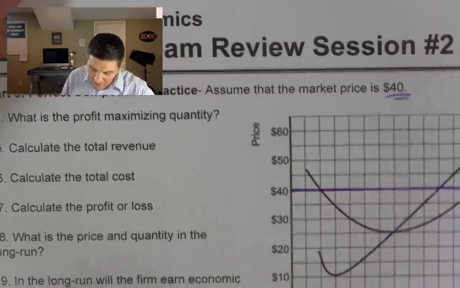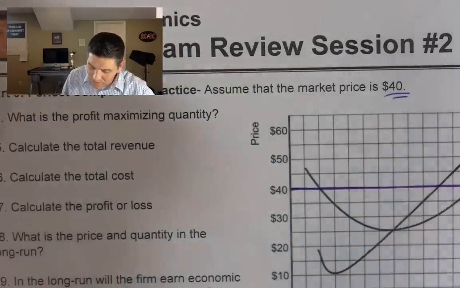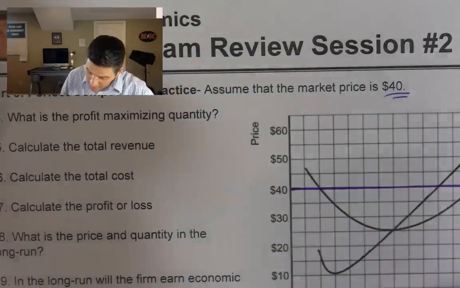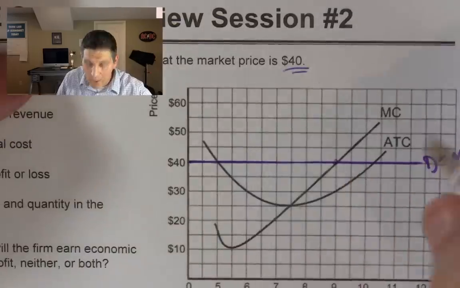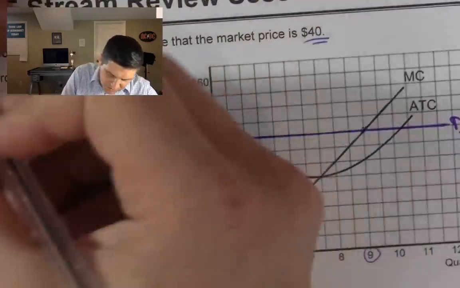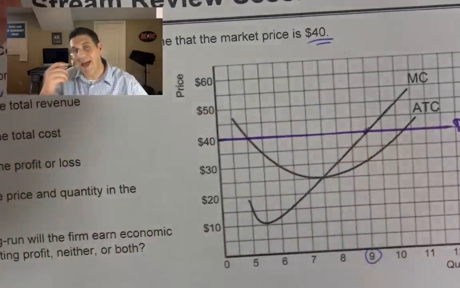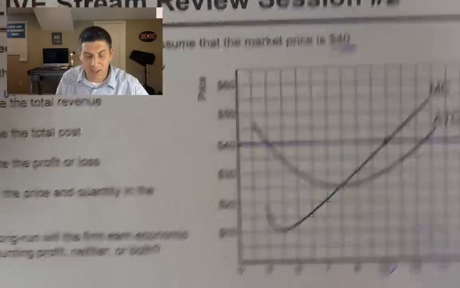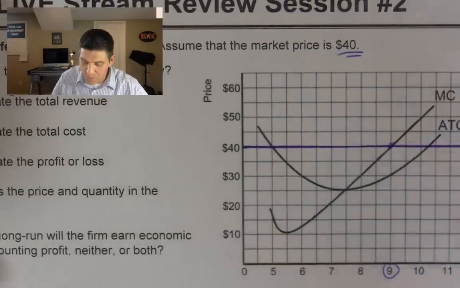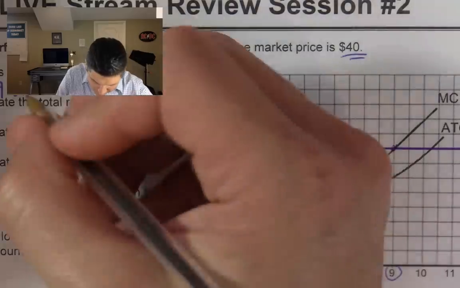What is the profit maximizing price and quantity? Well, first of all, the profit maximizing price we know is 40, and for the quantity, we go where MR equals MC, which is right here. MR equals MC, that's what the firm is going to produce, which is 9 units. The AP test likes to ask why, so you don't go into a bunch of details. Just write MR equals MC. Firms produce where MR equals MC. Calculate total revenue: it's going to be 40 times 9, which is 360.